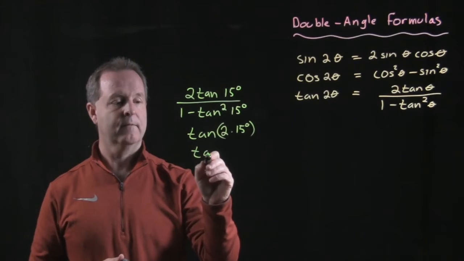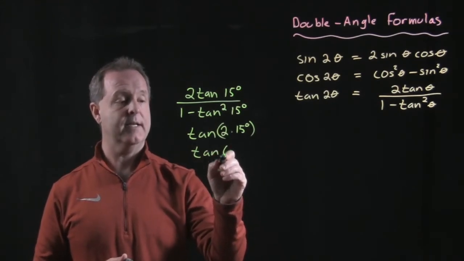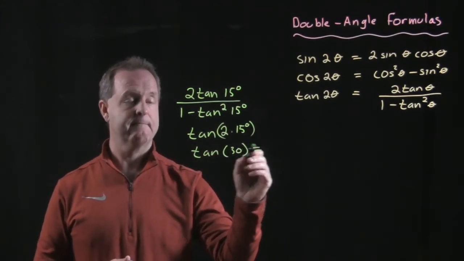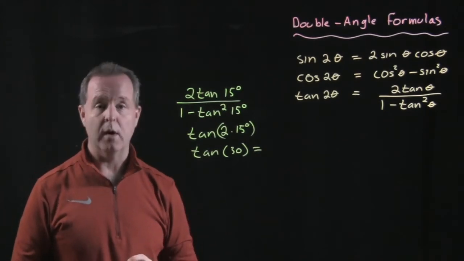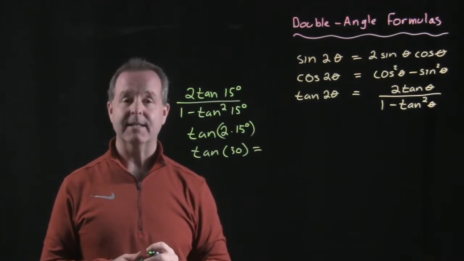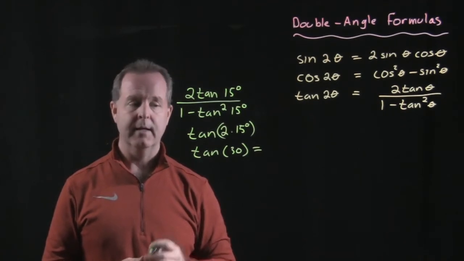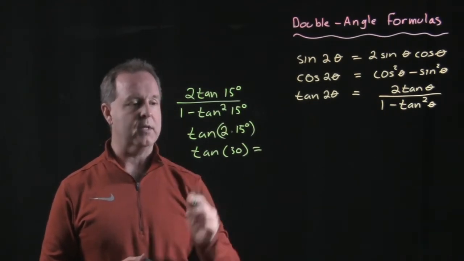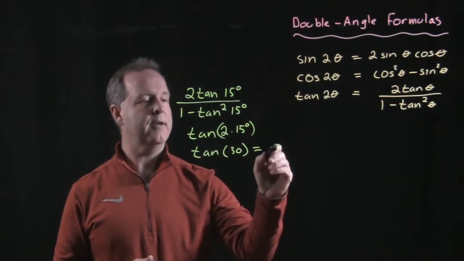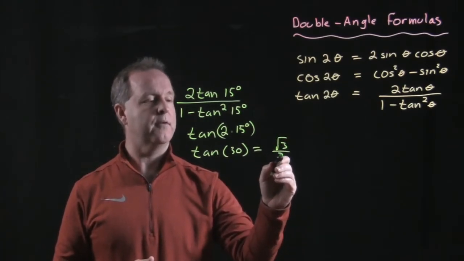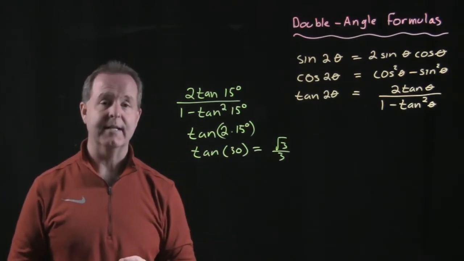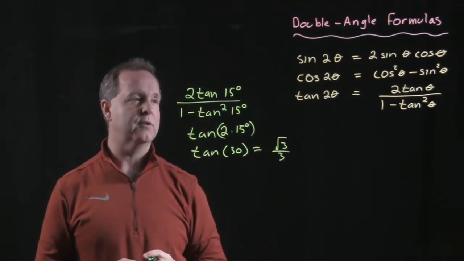Tangent. So I'm asking what the tangent of 2 times 15 is, which is tangent of 30. Tangent of 30 is one of those exact angle measurements that we are able to see over and over again. It's one that I'm hoping you get closer and closer to committing to memory. Tangent of 30 is root 3 over 3. And there's the exact value of our initial statement.